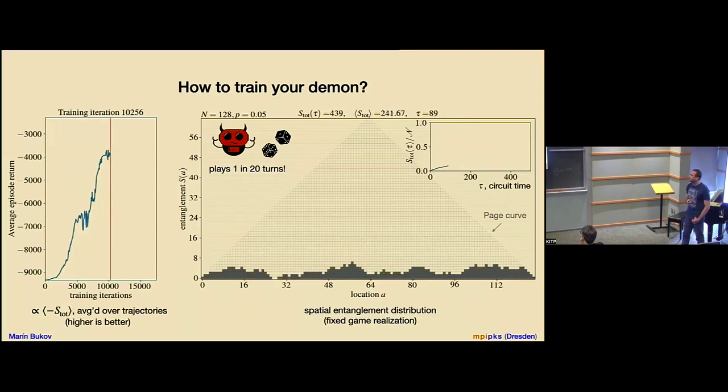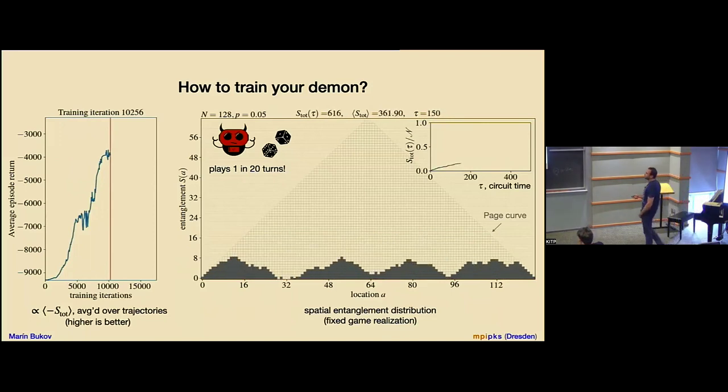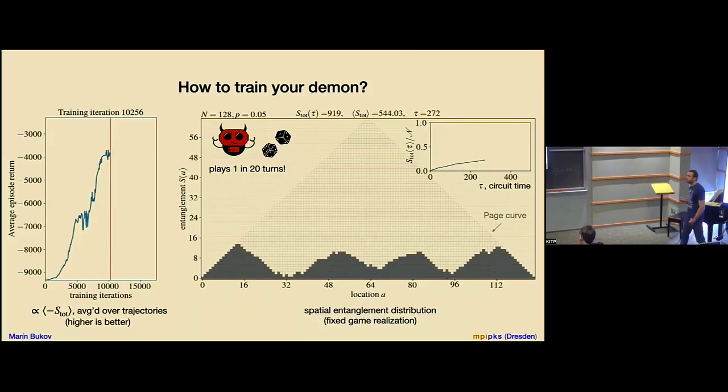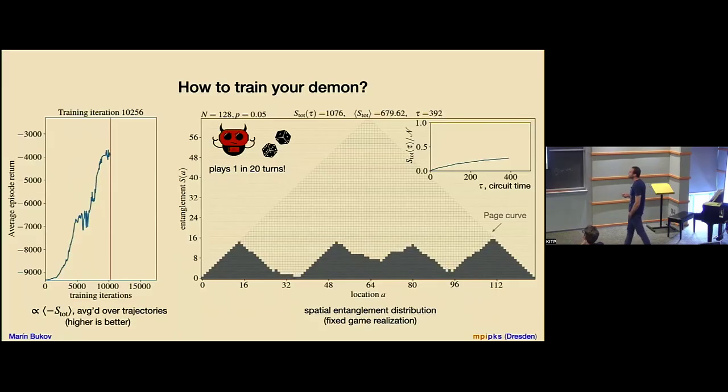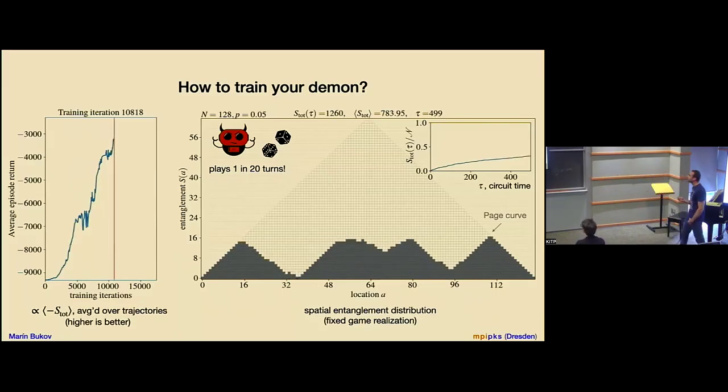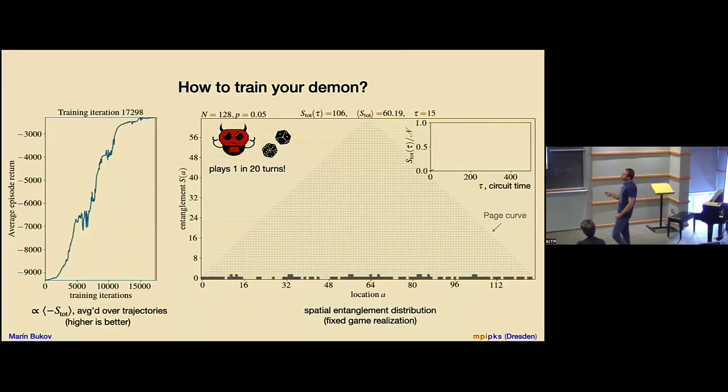Now, if you train for about 10K iterations, then all of a sudden it starts realizing that there might be some interesting structure that emerges in the system. In other words, that it can do something in order to prevent entanglement from building up. But clearly it's not doing too well. So if you instead train this until convergence, then it's very clear now what's going on.